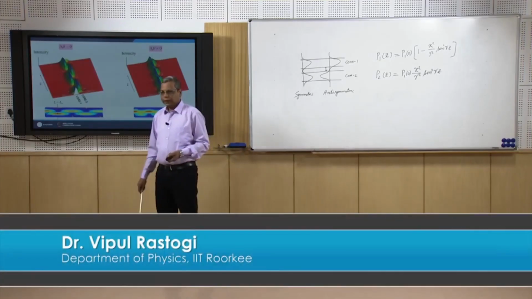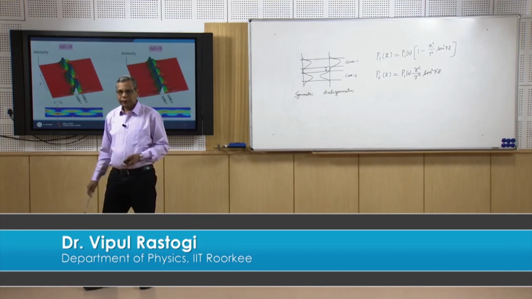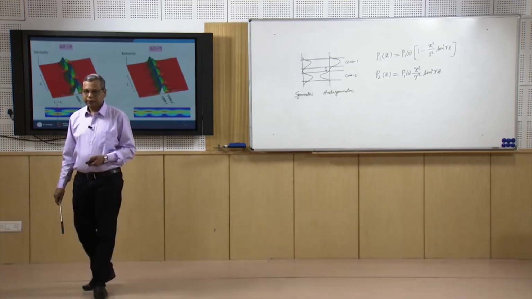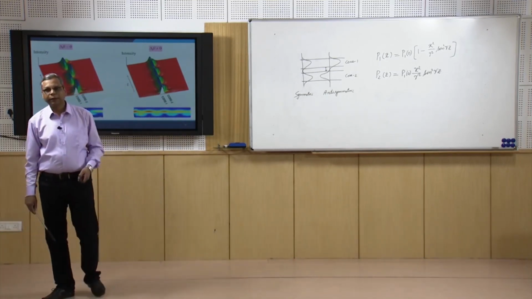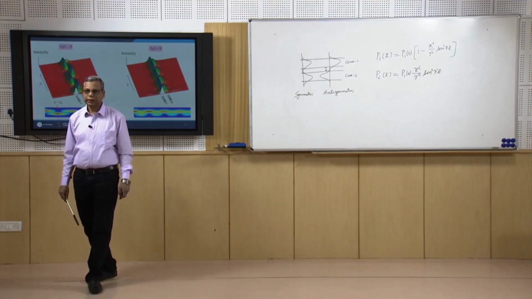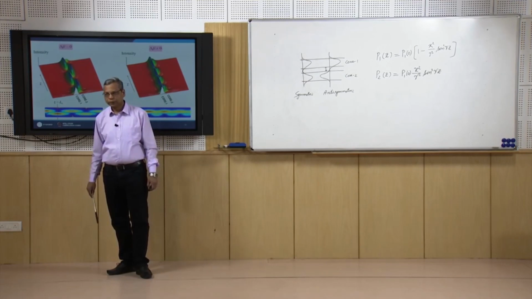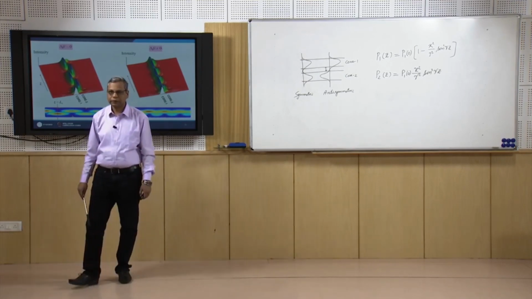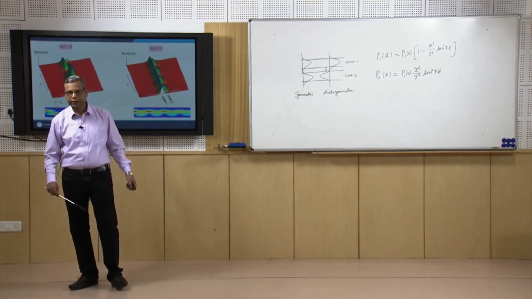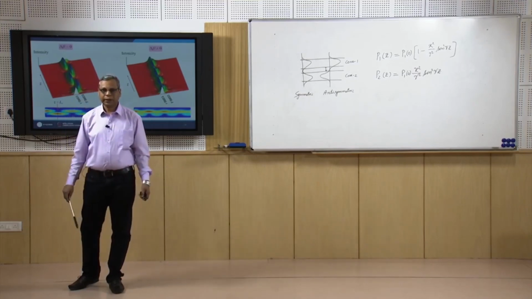So, in the next lecture, after having understood the mechanism of light coupling between the two cores in a directional coupler, we would look into some more components which we can make out of this basic building block, the directional coupler.